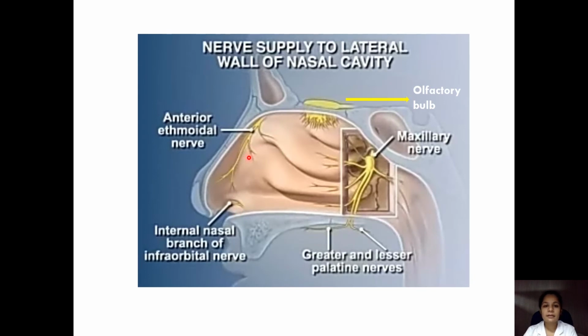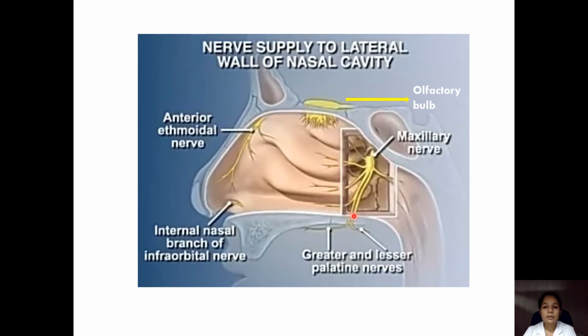Nerve supply of the lateral wall of the nose. There is the anterior ethmoidal nerve, which is a branch of the ophthalmic division of the trigeminal nerve. It supplies the anterior part of the lateral nasal wall. Posteriorly, there is the maxillary nerve, and via the pterygopalatine ganglion, it gives various branches to the mucosal glands and the mucosal epithelium of the nose.